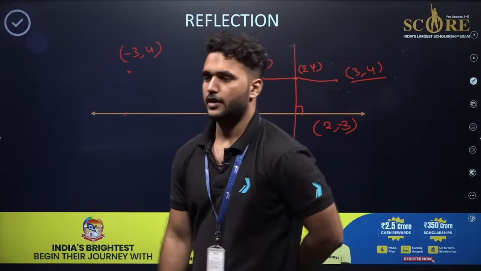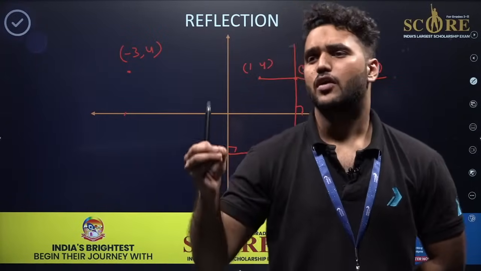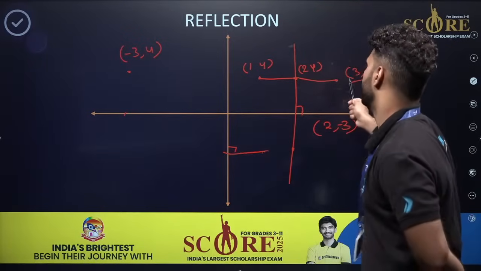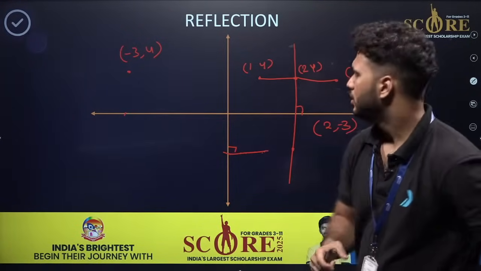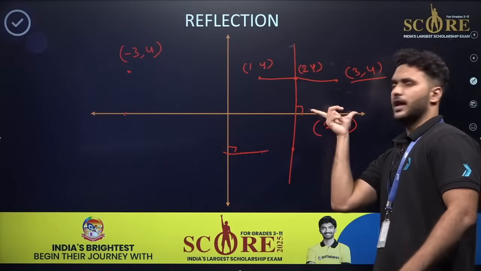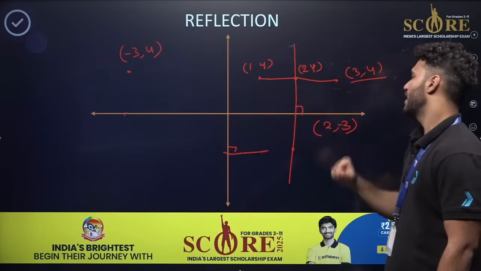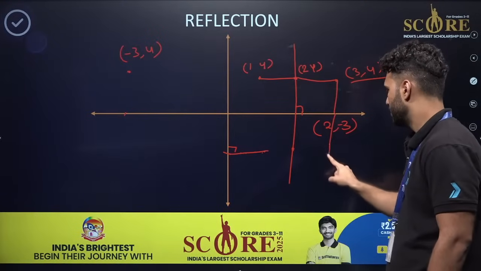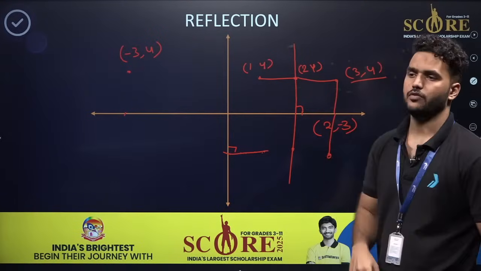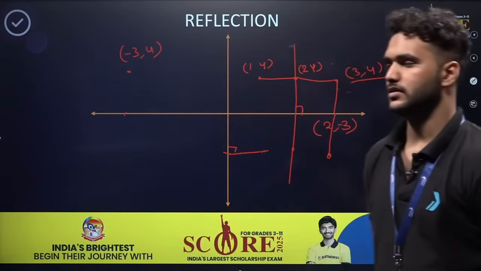Now, I wanted to ask you guys, what is the image of this point with respect to x-axis? Now tell me, what is the coordinate of the image of this point with respect to x-axis? Now what you have to take? Take this line as a mirror. Okay, I am taking this line as a mirror. Then where will I get my image? Surely you will get your image here. But what will be the coordinate of that point? Give me the answer in the comment section.